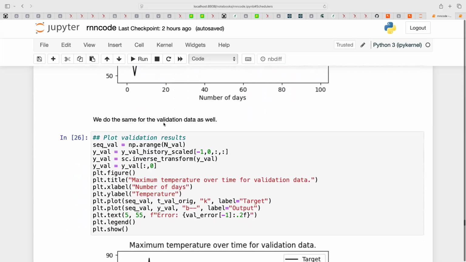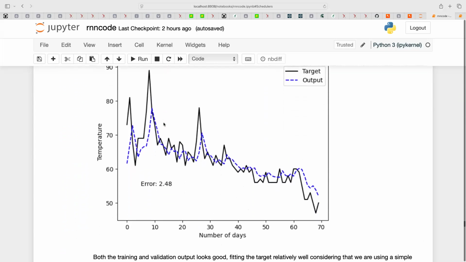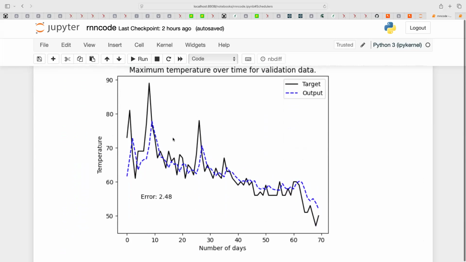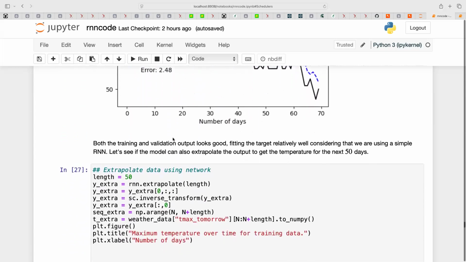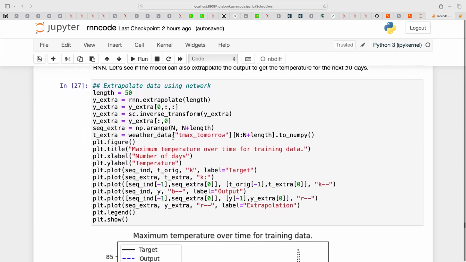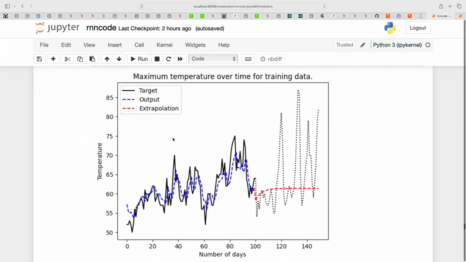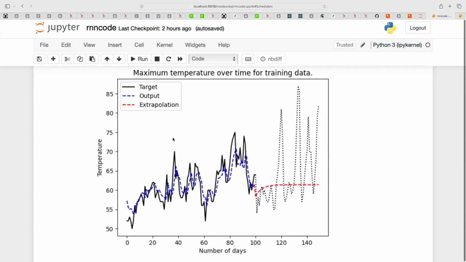You can do the same for the validation set, and for the validation set you also get a decent reproduction of the data. So you could say this is a decent fit. The problem is if you want to extrapolate to data which you did not include, this is what you will get when you extrapolate.